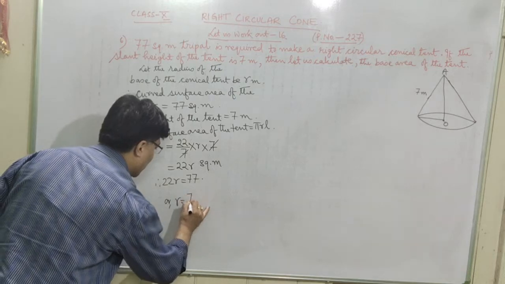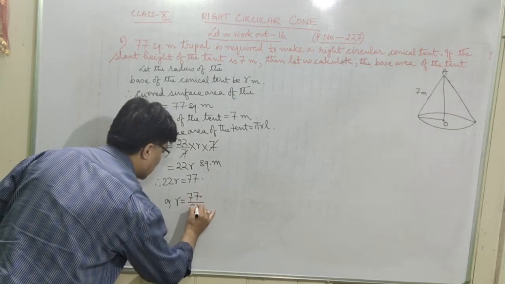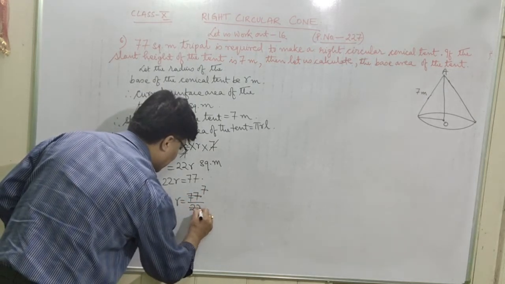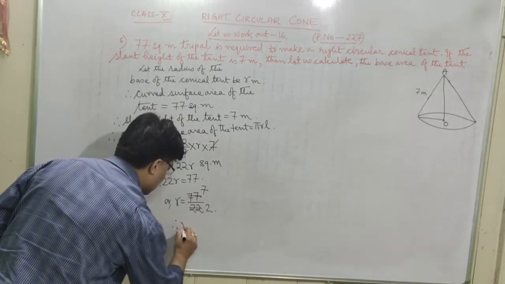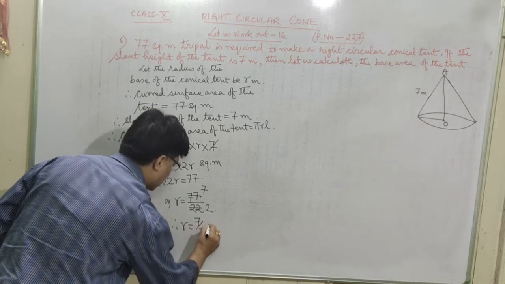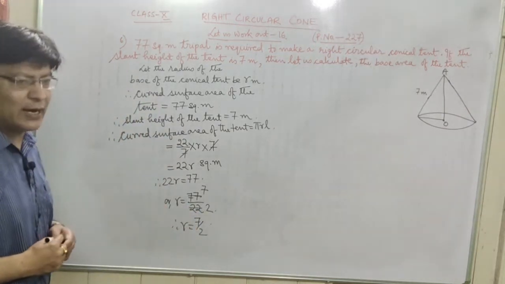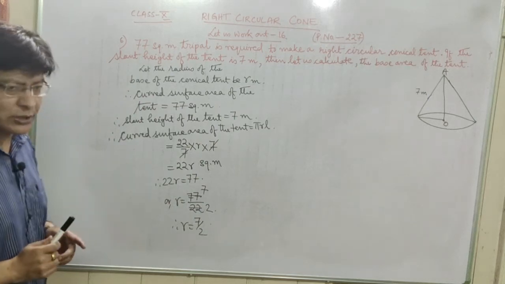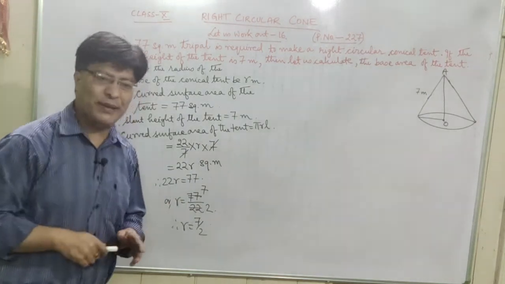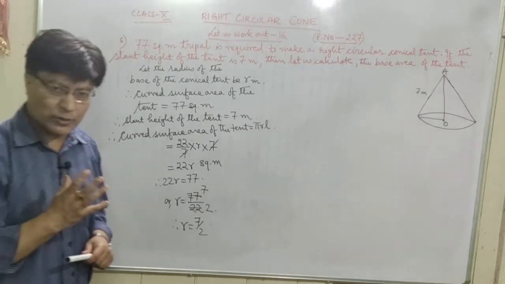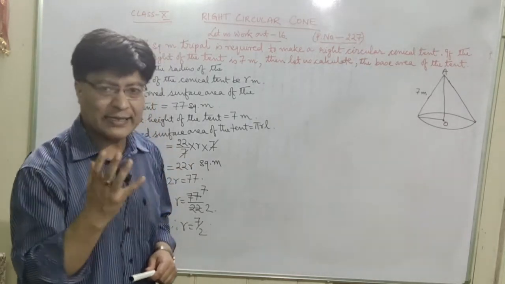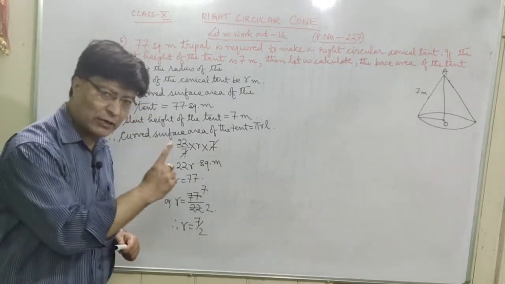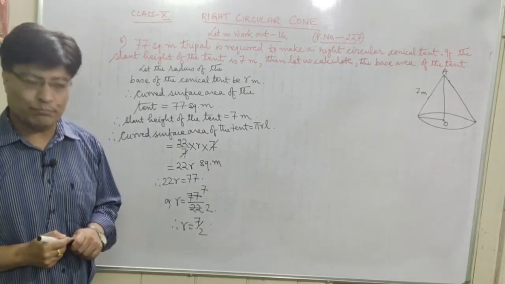Or what is the value for r? It is 77 by 22. So you can cancel here. 11 7s are 77, 11 2s are 22. That means r is equal to 7 by 2. So what is the value for r? r is equal to 7 by 2. So what is asked in the question? You have to calculate the base area of the tent. You know that the base area is a circle. Here the base of the tent is a circle. You have to find out the area of the circular base.